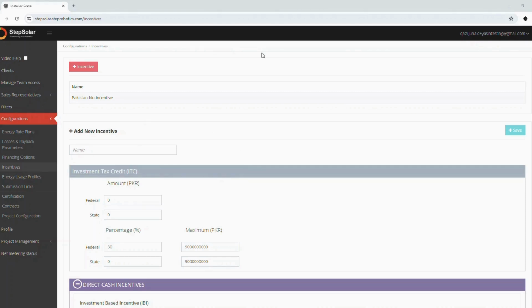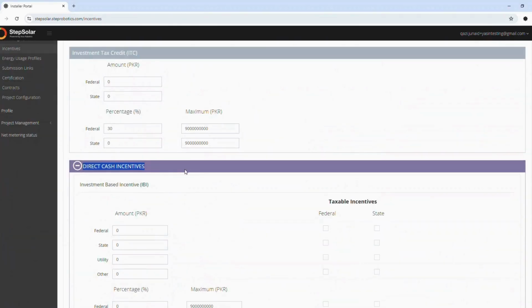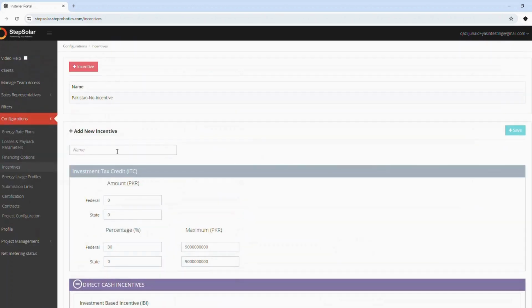On the incentives page, you can set up various client incentives by categorizing them under two main headings: investment tax credit, ITC, and direct cash incentives, DCI. Follow these steps to accurately enter the incentive details. 1. Investment tax credit, ITC.